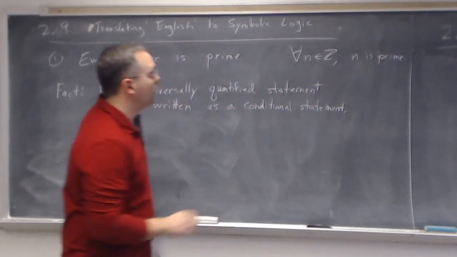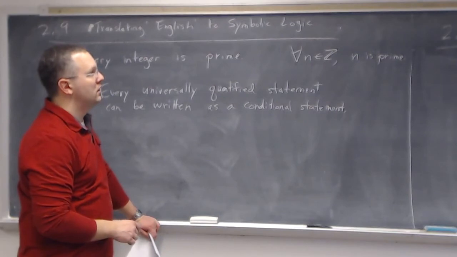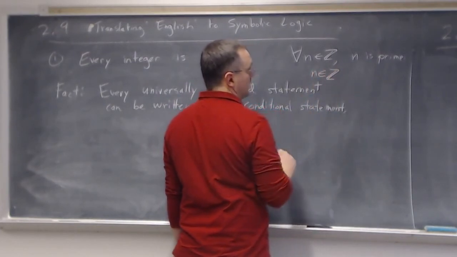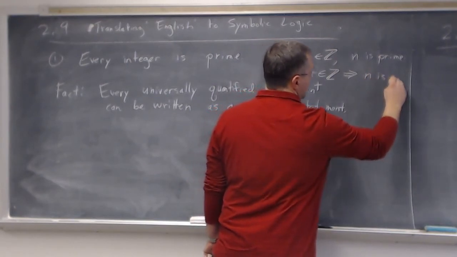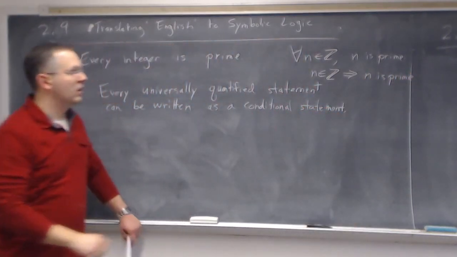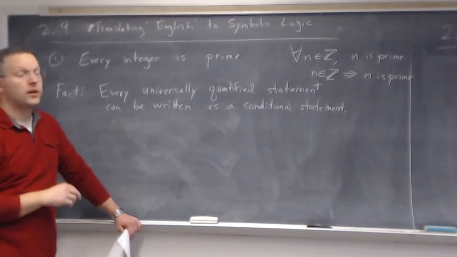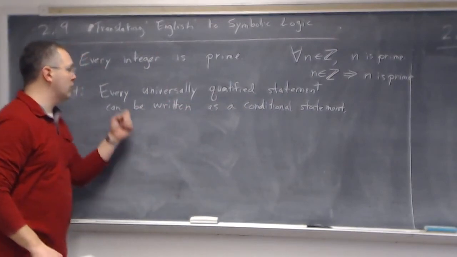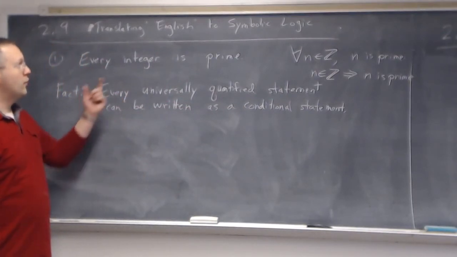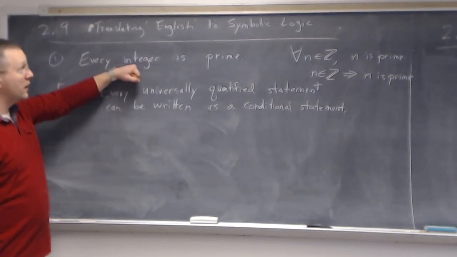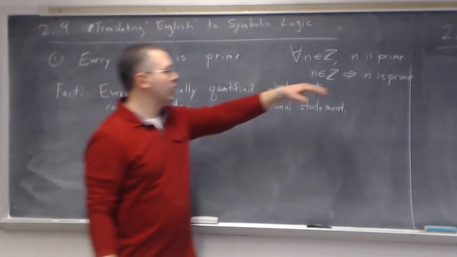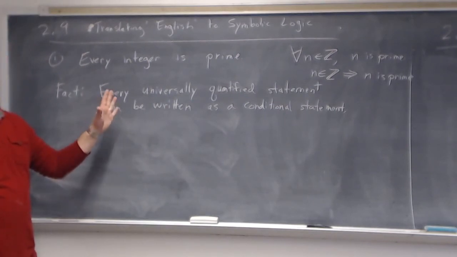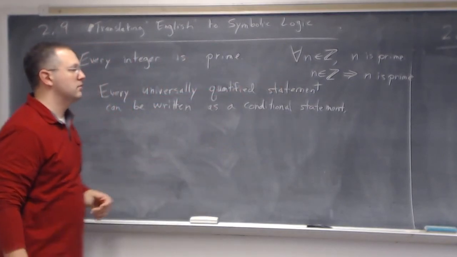So if you have a statement like this, for every integer n, n is prime, let me show you how I could write that as a conditional statement. I could say n is an integer implies n is prime. So those two would both be correct symbolic notation for the statement every integer is prime. Anytime you have a for every statement or a universally quantified statement, you can write it like this. So the saying is that if you have an integer, it must be prime, and that's what this statement is saying. So if you have an integer, it implies that the integer is prime. Remember, these are both false statements, right? No matter how you write it, it's still a false statement.